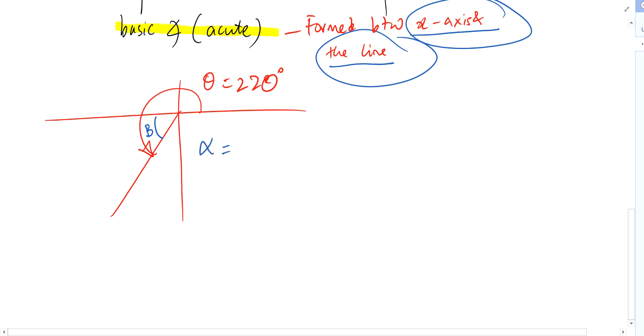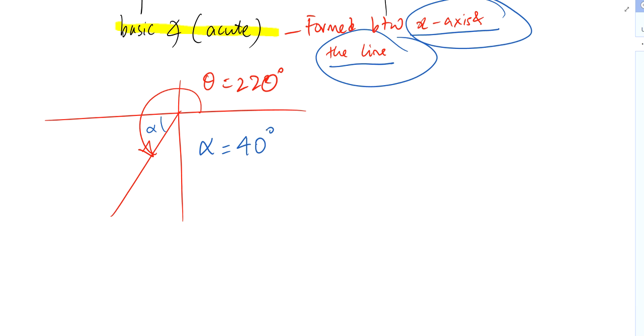What is therefore the value of alpha? 40 degrees. How do you get 40? There are different ways of getting it. The most straightforward is 220 minus 180.